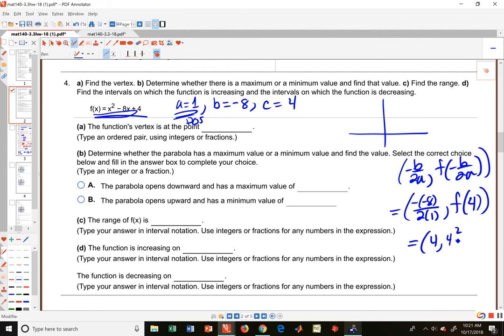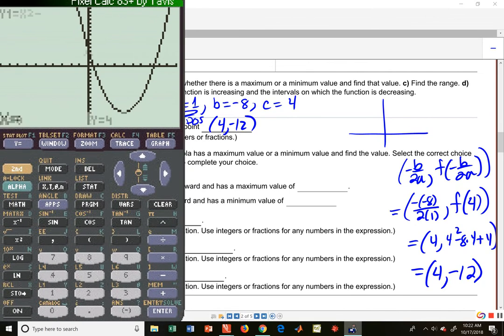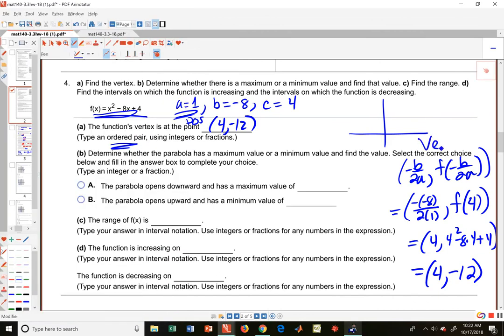Now, f of 4 would be 4 squared minus 8 times 4 plus 4. And so our final vertex value is 16 minus 32, that'd be -16, plus 4 is -12, if I did my arithmetic right. So that's what we put right here. It says type as an ordered pair. So we put that right here, 4, comma, -12. We can verify that on our calculator. If you hit trace here and type in +4, that should be down there at -12, and it is. But we're trying to find it exactly, and so this is the formula for the vertex.